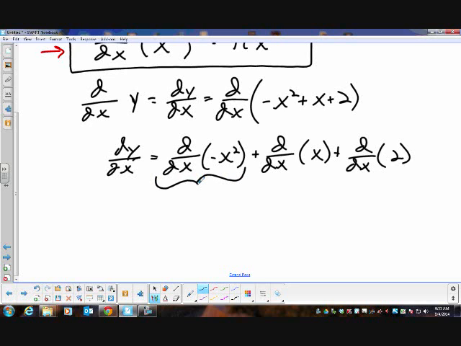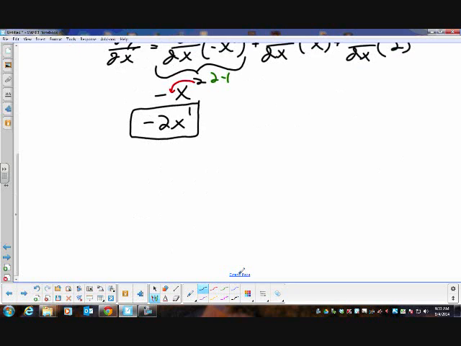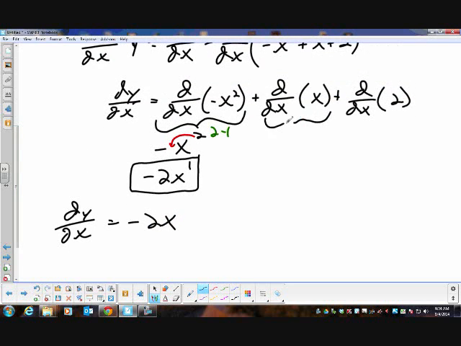And so when I take the derivative with respect to x of negative x squared, what's going to happen is this 2 is going to come down, and I'm going to have negative 2x, and then I'm also going to take 2 minus 1, which is simply 1. So my derivative with respect to x of negative x squared is negative 2x to the first, which is simply just negative 2x.